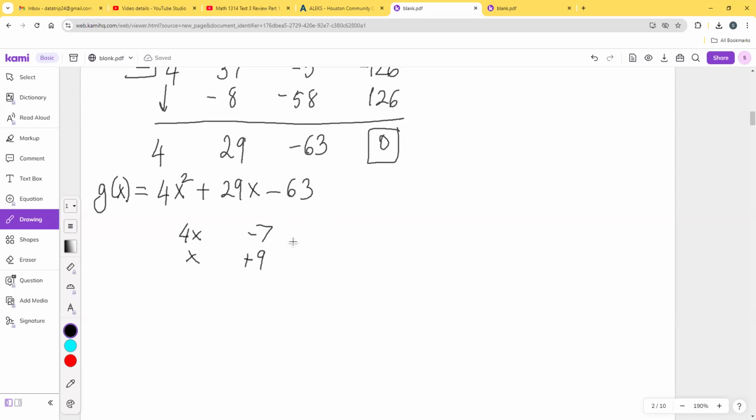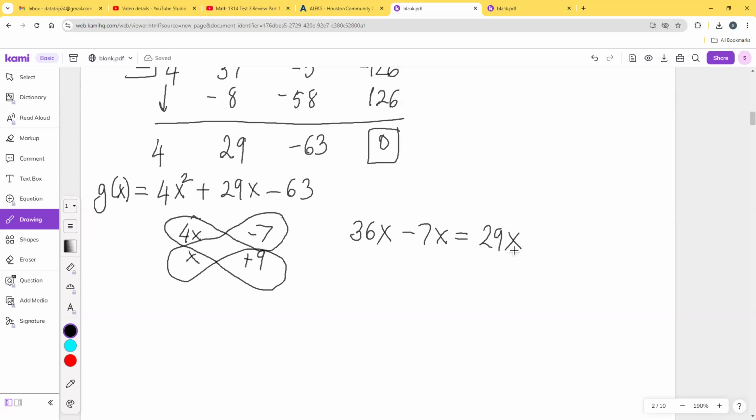But I still don't know if this is correct. Now I have to do the butterfly to check. So when I do the 4x and positive 9, this gives me a positive 36x. When I do the negative 7 and x, it's a negative 7x. When I combine these two things, what do I get? 29x, a positive 29x. Is that what I see here? That means I placed them correctly. If it doesn't work, I just have to change the location of the things, okay? So what's the first factor here?